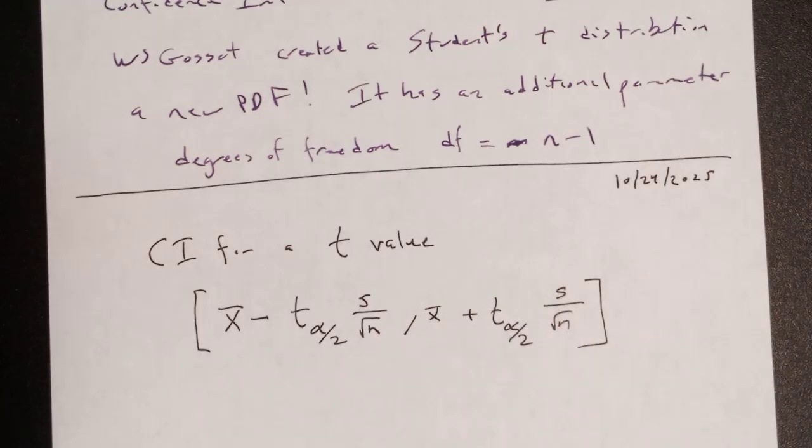But this time, both pieces, X bar and the standard deviation, are from the sample, mean and standard deviation. Both come from my sample. So this is an estimate of the standard error rather than the actual standard error. And that's why we use T instead of Z.